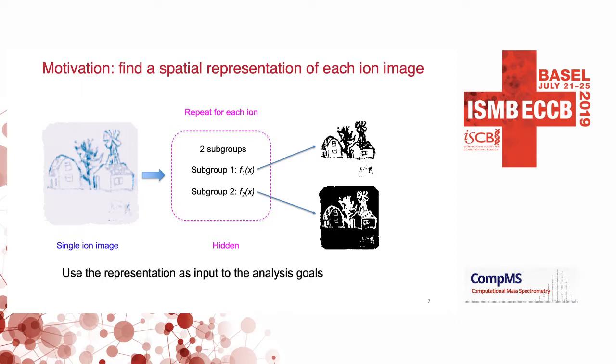So the intuition is that we model the ion intensities as coming from different subgroups, and for each subgroup, the ion intensity follows a specific distribution. And also we can locate pixels from different subgroups, like these pixels are from subgroup 1, and these pixels are from subgroup 2.